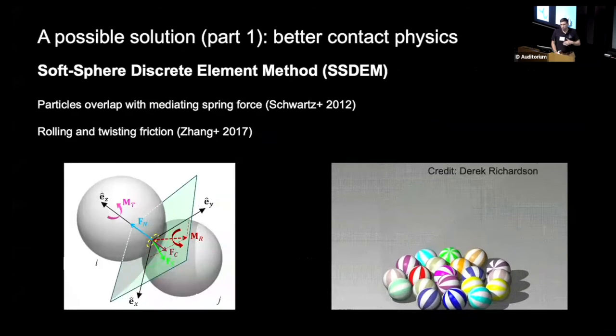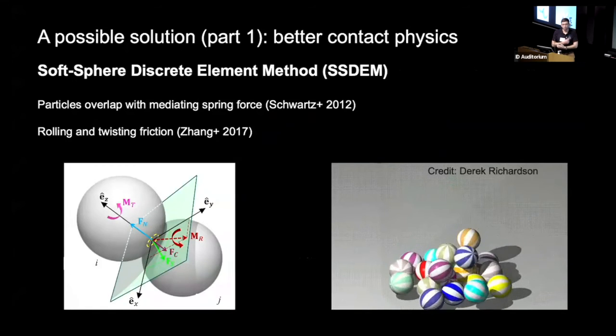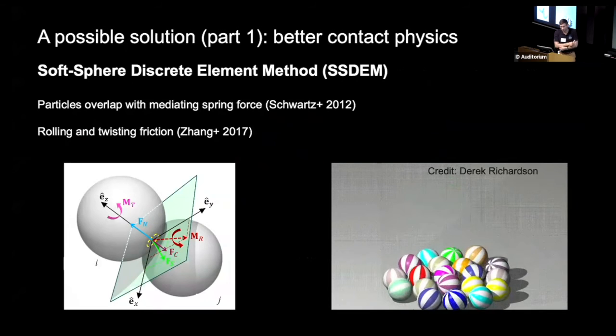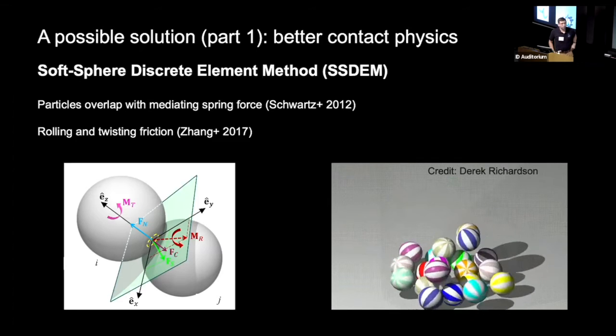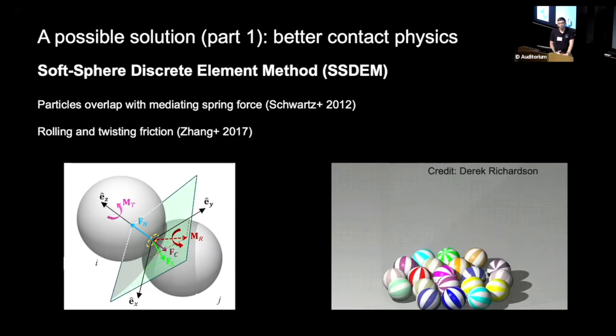Over the years since the Walsh papers, various students in our group have added a better contact module in PKDGRAV for dealing with this type of problem. It's called the soft sphere discrete element method, wherein particles overlap each other. You apply a mediating spring force, and then we have treatments for rolling, static, and twisting friction, and things like that to do a better job of modeling a granular system.